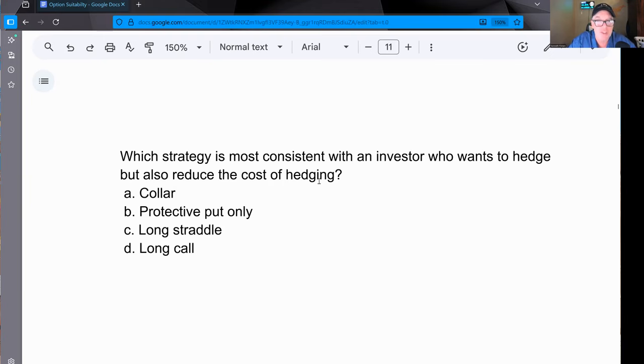Which strategy is most consistent with an investor who wants to hedge but also reduce the cost of hedging? So we talked about that already. I want to hedge, but I'm long stock. I want to hedge by buying a put, but I don't want to pay for it. So I'm going to sell a call to pay for the put. Boom. So that's called the collar. Good.